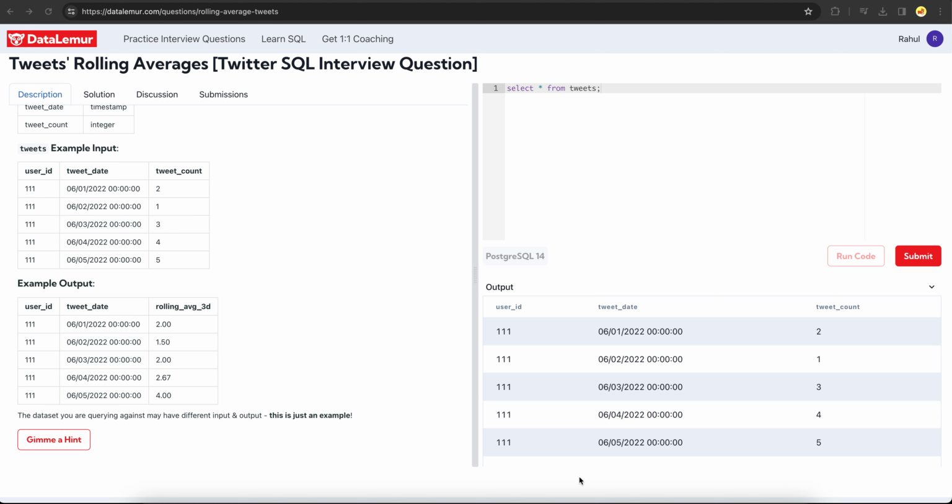Alright, so let's break this down. First, what is a rolling average? I briefly described it, but I'll mention it once again. A moving average or a rolling average is a statistical method that calculates the average of a dataset over a specified period, which is 3 days in this case.